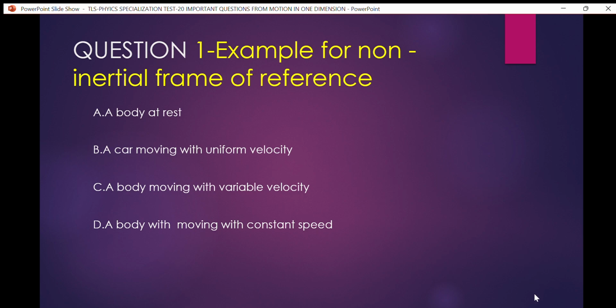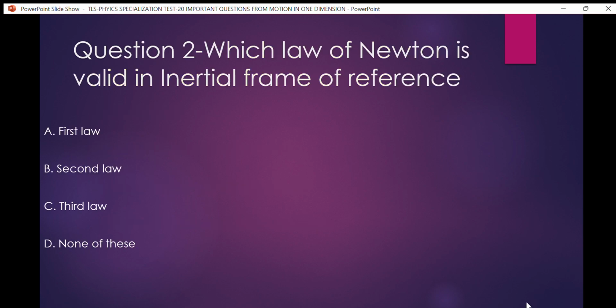Okay, so let us go to question number 2. Which law of Newton's is valid in inertial frame of reference? I already told you in question number 1, frame of reference are of two types, inertial and non-inertial. In inertial frame of reference, Newton's first law is valid, and in non-inertial frame of reference, Newton's second law is valid. So here four options: first law, second law, third law, none of this. So the right option is option A. Inertial frame of reference are those frame of reference in which Newton's first law is valid.